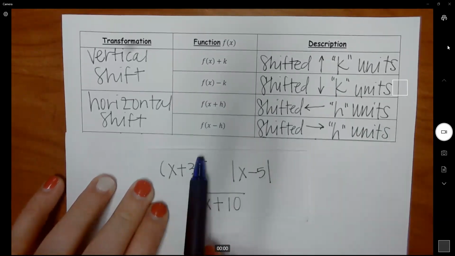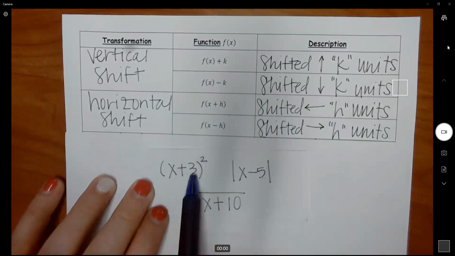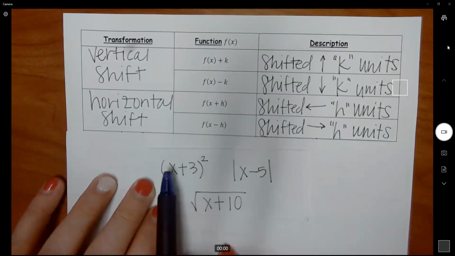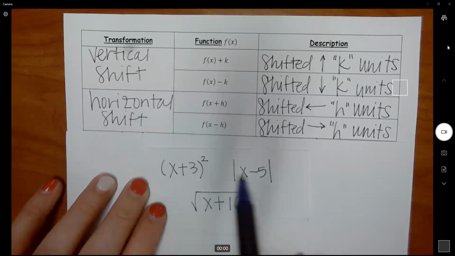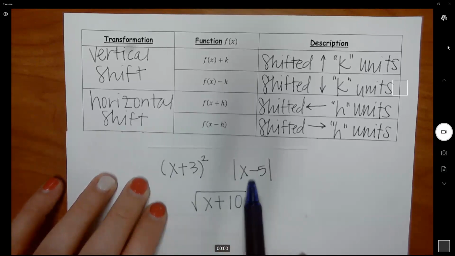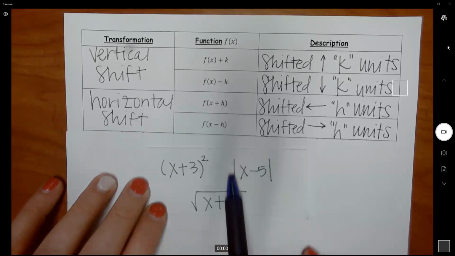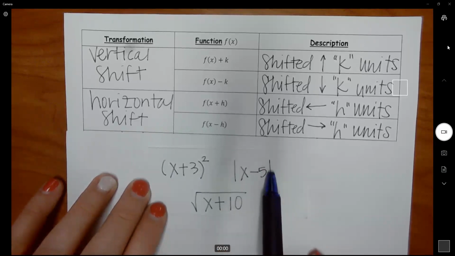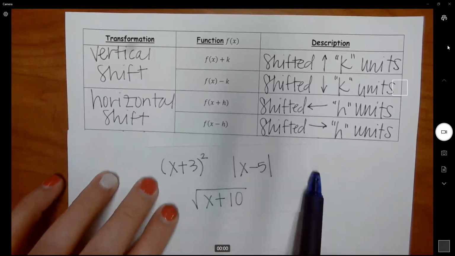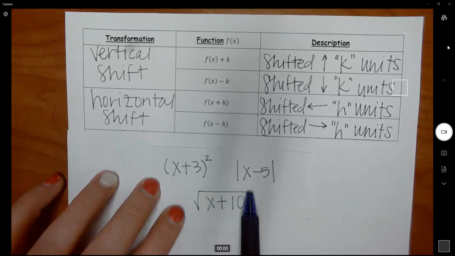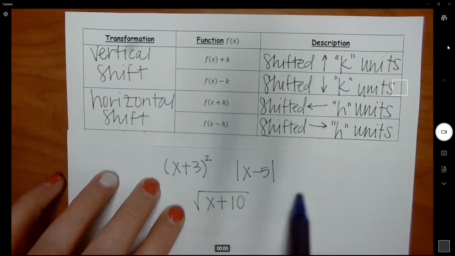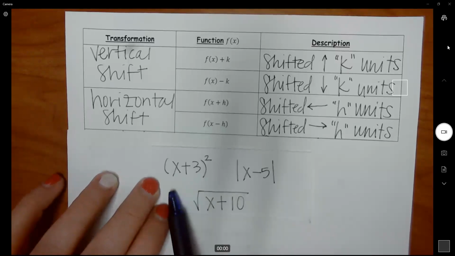I've got x plus 3 quantity squared. Because this plus 3 is part of this function, is part of x squared, it now moves this to the left 3 units. I have the absolute value of x minus 5, because this minus 5 is inside this function, right? Inside these bars, it's moving it to the right 5 units. The square root of x plus 10, because it is under that radical, because it's part of that function, that square root, it is going to take that eyebrow and shift it 10 units to the left.